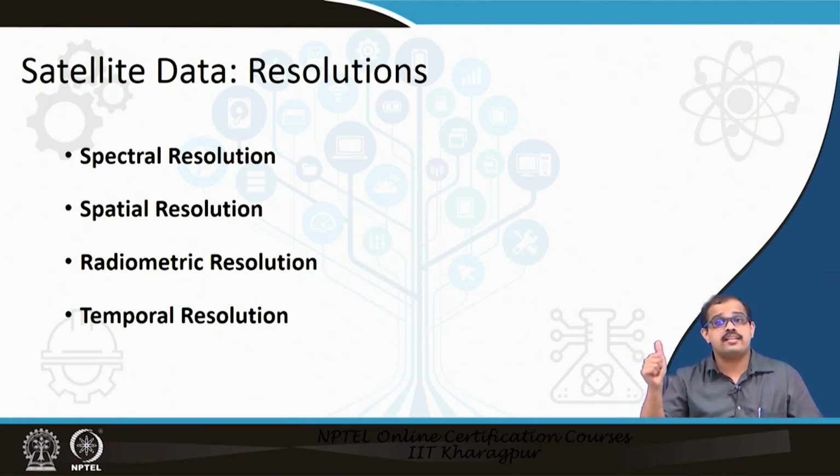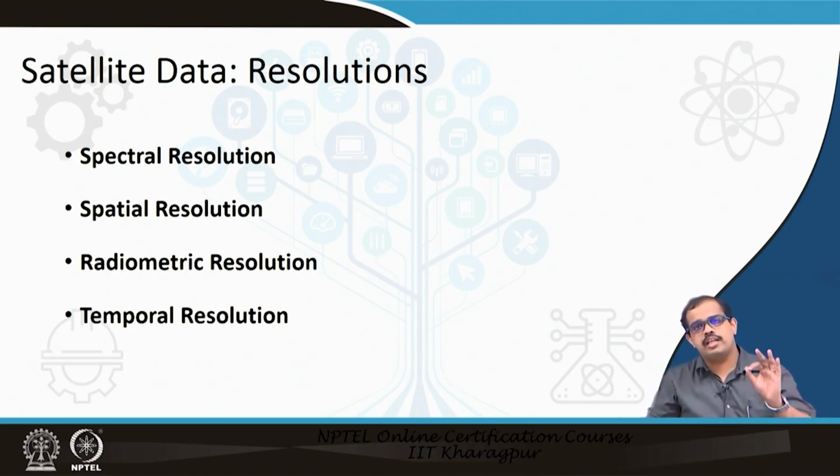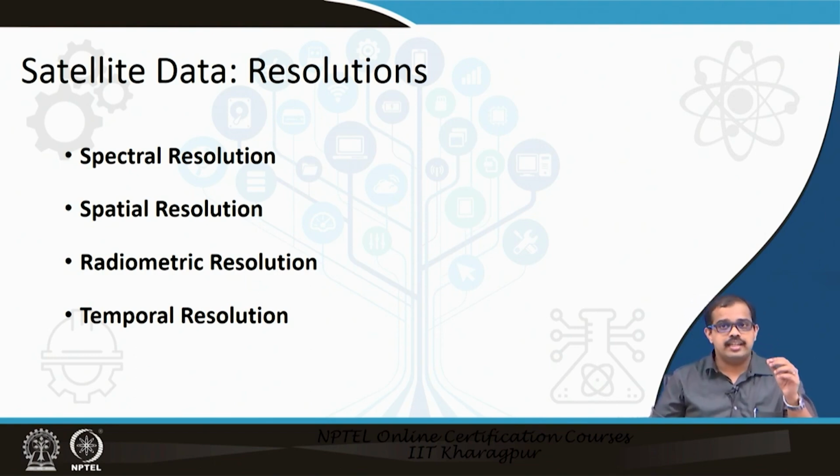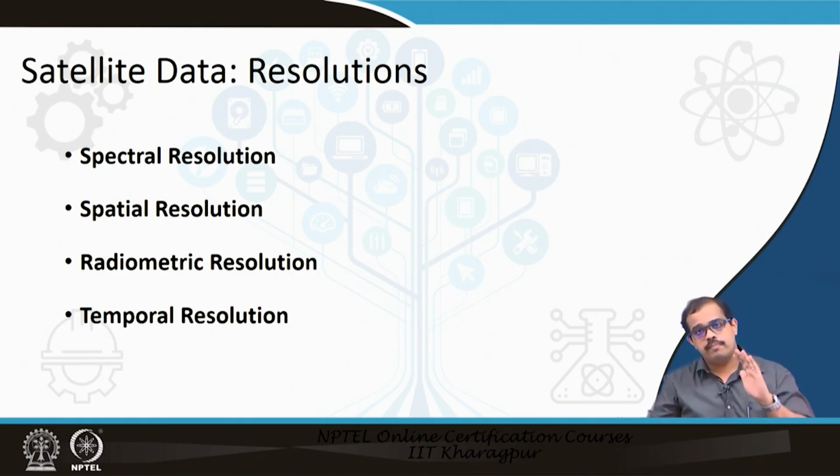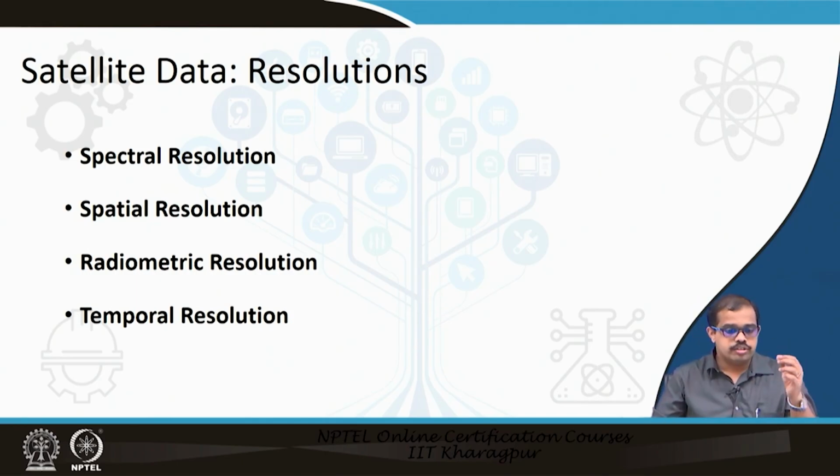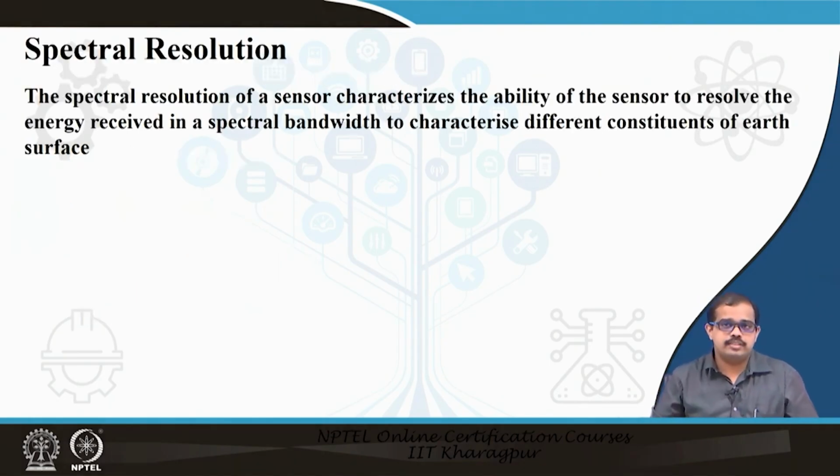The first is spectral resolution, the second is spatial resolution, and the third is radiometric resolution. These three have to be looked at even before you buy or download any satellite data. Without understanding these aspects of satellite data, it would be a problematic issue when you try to download any data. So, let's go through each one of them.